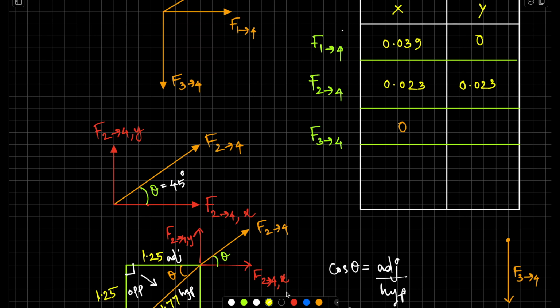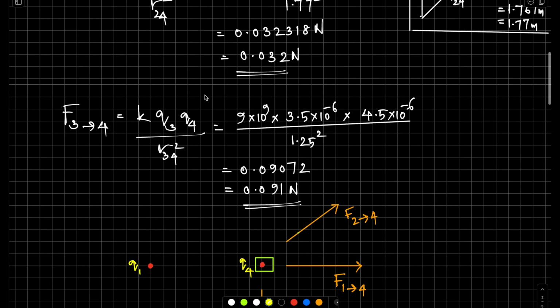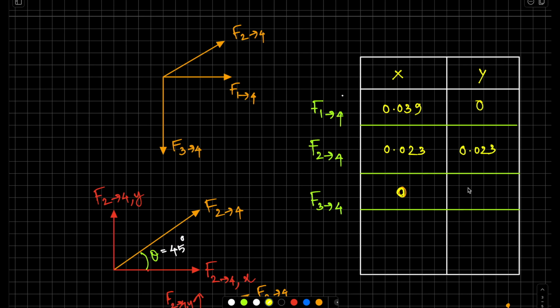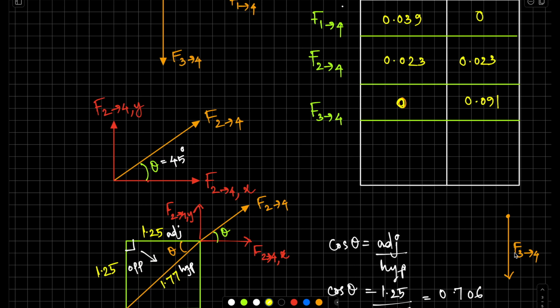What about the y component? The y component is the same as F34, so it's 0.091. But this vector is pointing downwards, so the y component is negative 0.091.